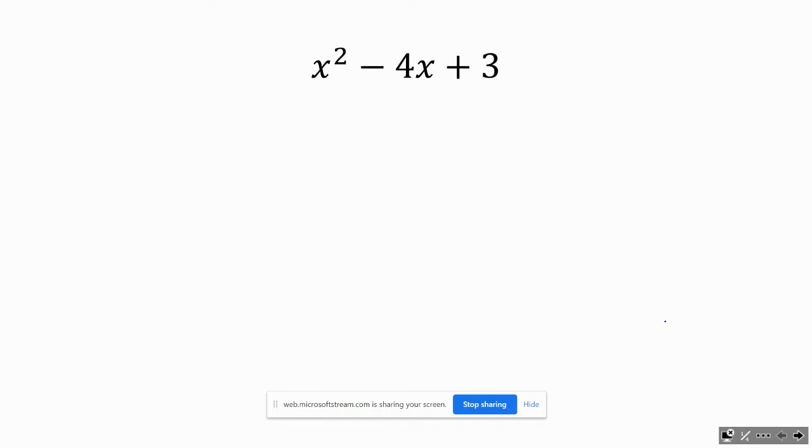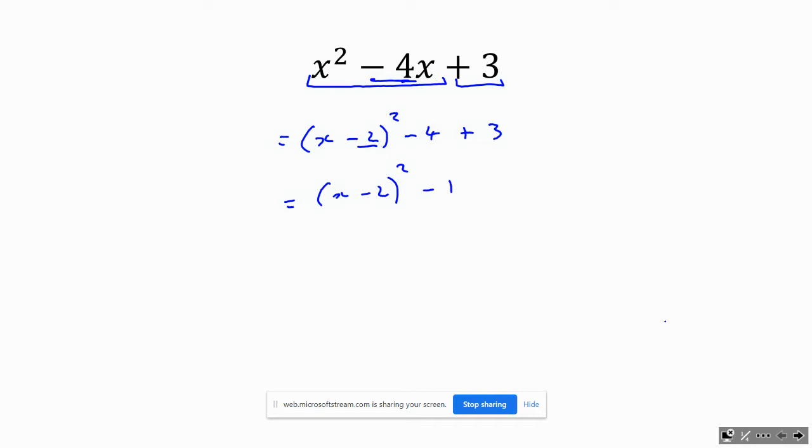So if we have x squared minus 4x plus 3, if we just focus on this bit here, if we halve this coefficient, so half of minus 4, we go to x take away 2 squared. And then we have to remember to take away 4, because we take away that squared. And then I just put that plus 3 back on the end. So what we have here is x take away 2 squared, and then minus 4 plus 3 is take away 1 in total.